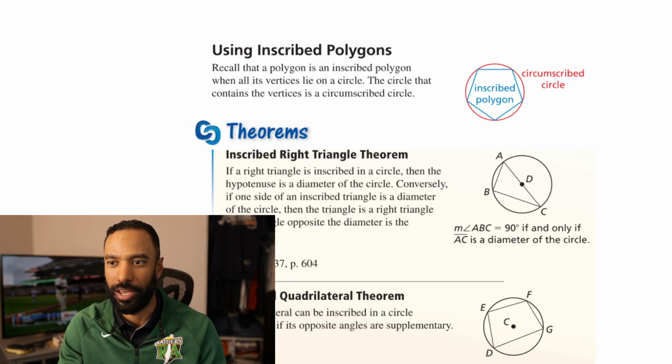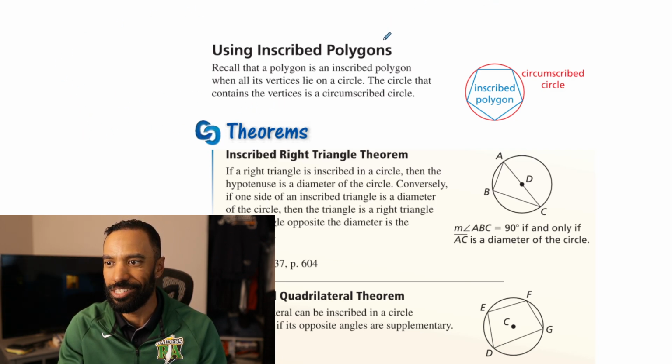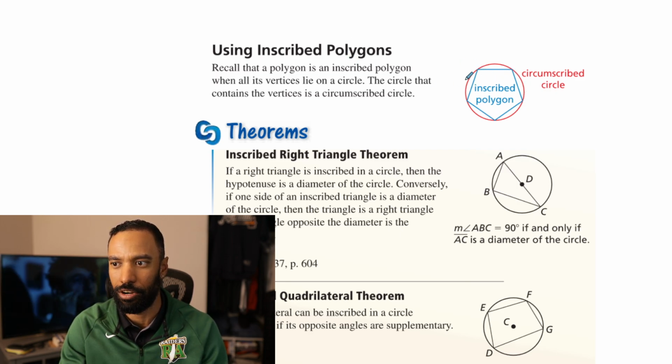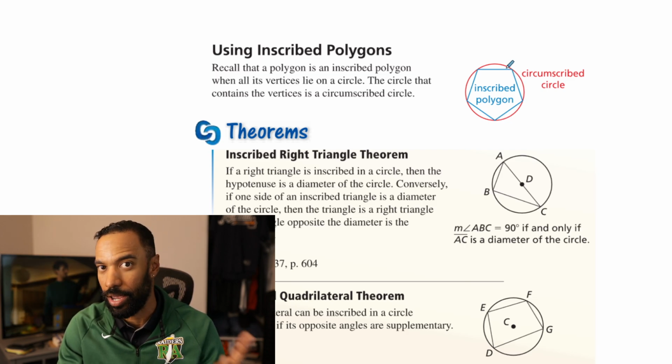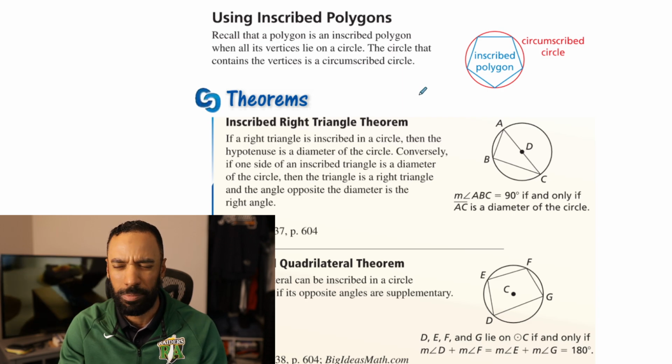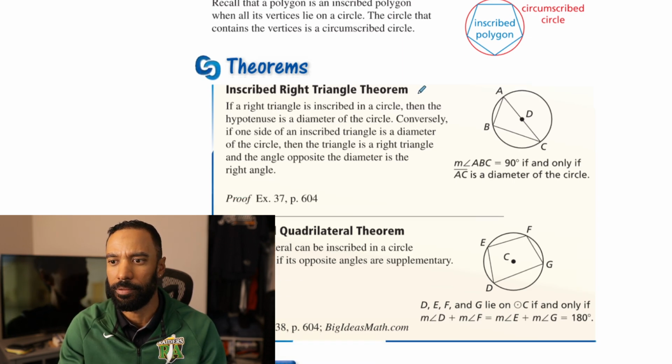Let's look at inscribed polygons. Recall a polygon is an inscribed polygon when all its vertices lie on a circle. So this pentagon is inscribed right here, for example, as all the points lie there. Do all polygons do that? No. Triangles always do. Other shapes always can, but other shapes have to be unique and specific.